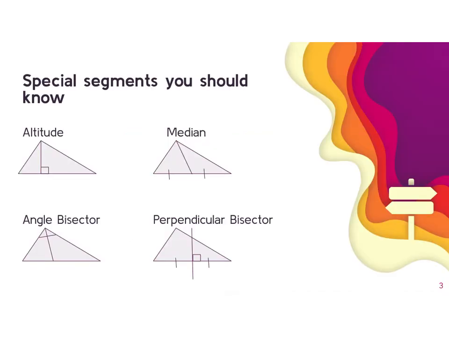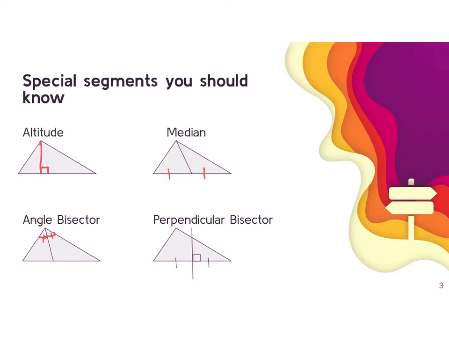Here are some special segments you should already know. The first one is altitude. Remember, the altitude creates that 90-degree angle with the other side. The median splits the other side in half. The angle bisector splits the angle in half.